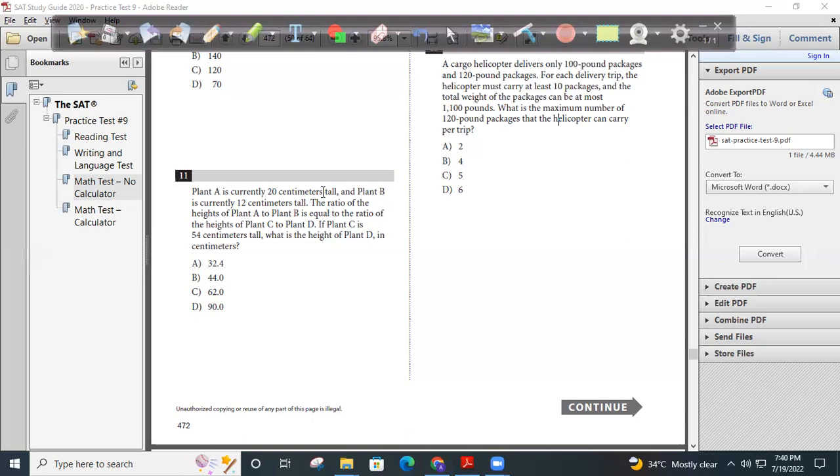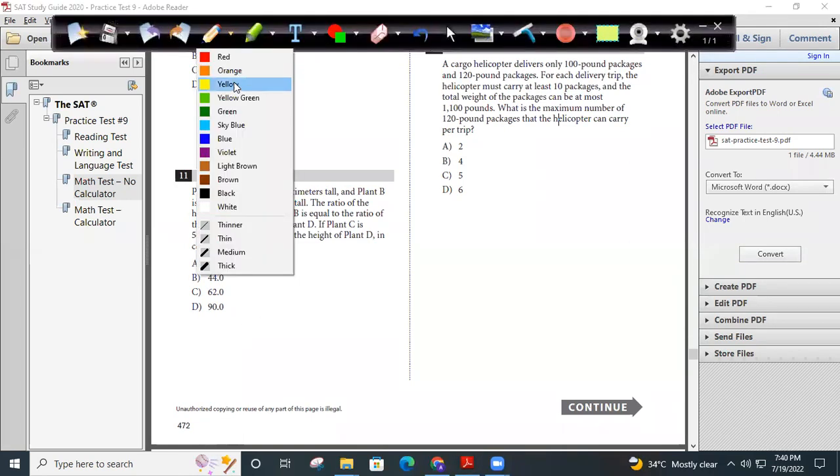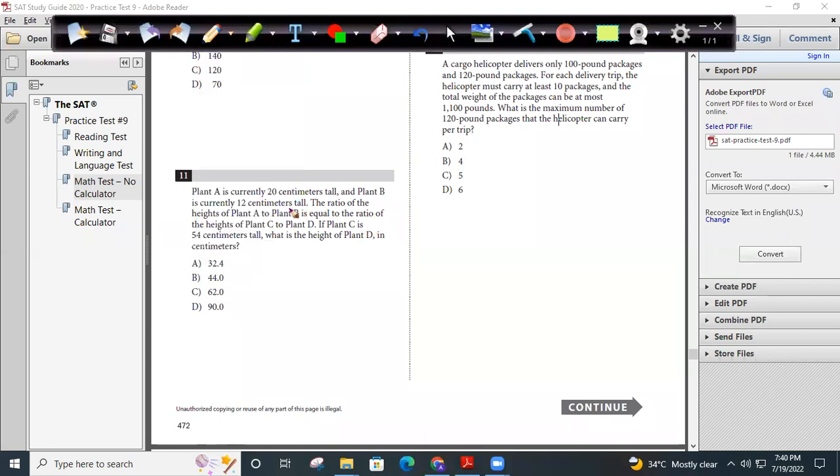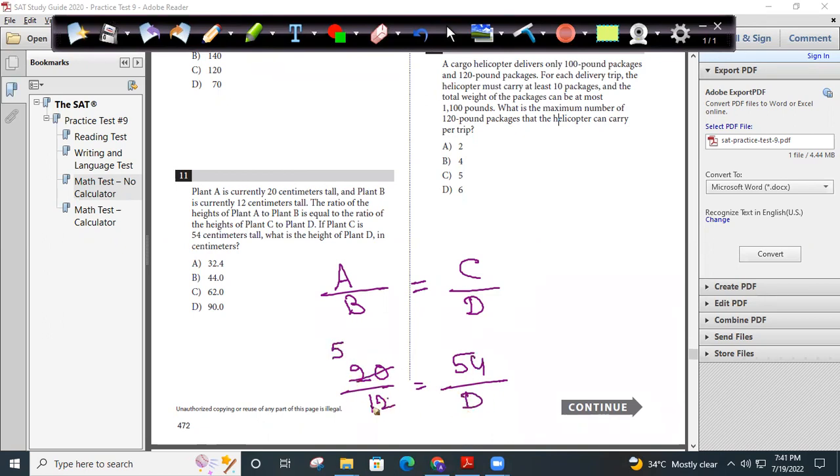Fast. Plant A is currently 20 centimeters tall and plant B is currently 12 centimeters tall. The ratio of height of plant A to plant B, ratio of A is to B, means A by B is equivalent to the ratio of C by D. He's telling A by B equal to C by D. He gave A as 20, B as 12, and he gave C as 54. He's asking what is the value of D. See, such a simple question here. This goes 5 times, 5 by 4, this goes 3 times, this goes approximately 10.8 times, 32.4. Happily, A for Agra should be the answer.